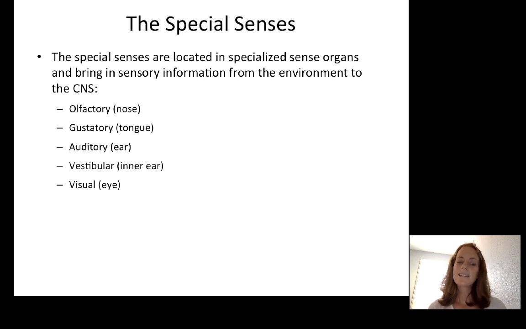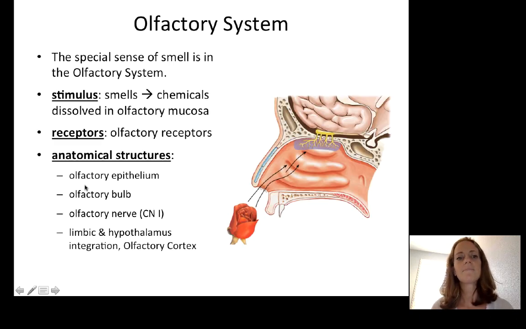So from the somatic sensation and the basic pathways, we're going to fly through the special senses. I wish we had more time for special senses, guys, but this is better than nothing, okay? So the special senses are located in special sense organs, and they're going to bring in sensory information from the environment to the central nervous system. So they are olfactory sensation, gustatory sensation, auditory sensation, vestibular sensation, and visual sensation.